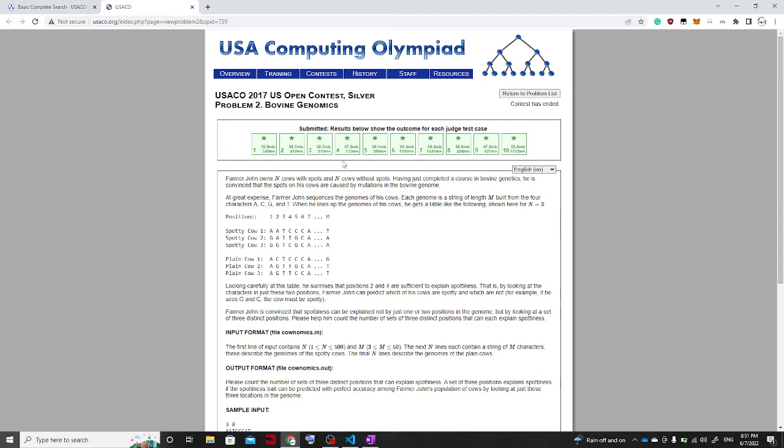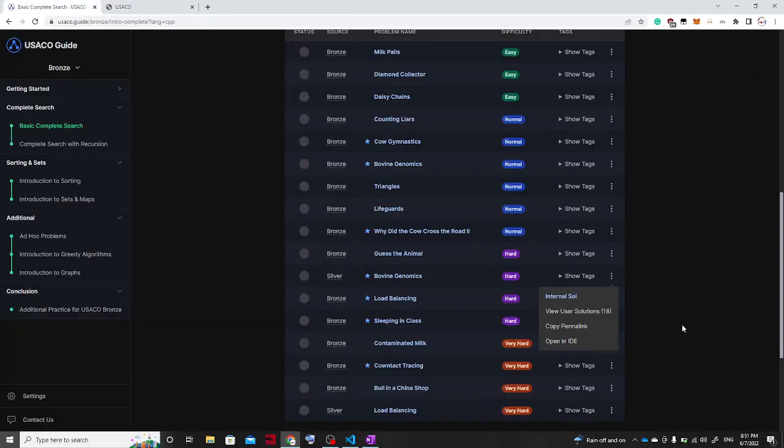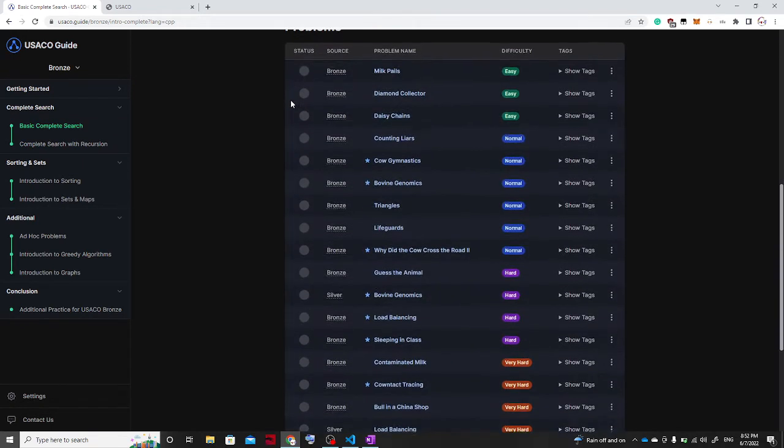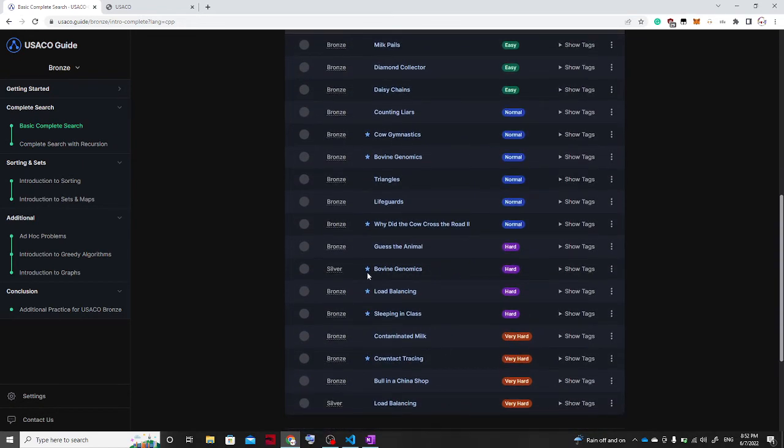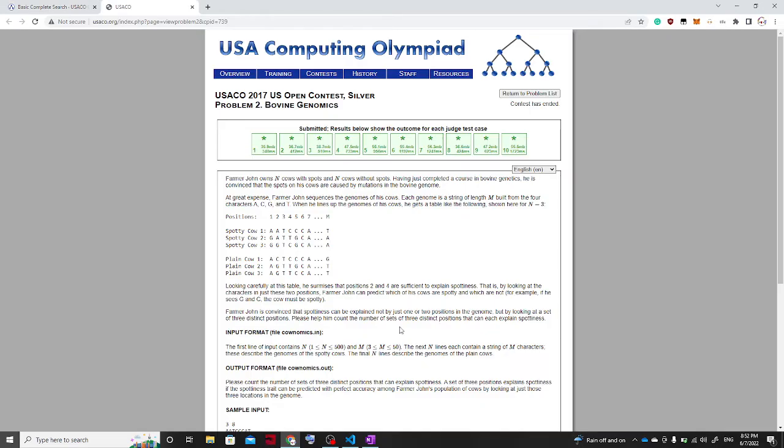Okay, so this is Bovine Genomics from the USACO 2017 US Open Contest Silver Division. This is also one of the problems from the USACO Guide Bronze Division Complete Search Basic Complete Search module. And this is the second hard problem. It's also a recommended problem.